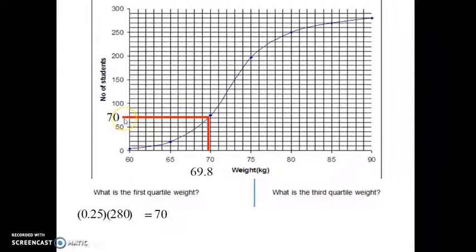And here 70 represents 25% of students, and then the other 75% of students takes you all the way up to 280. All right, so try finding this one.